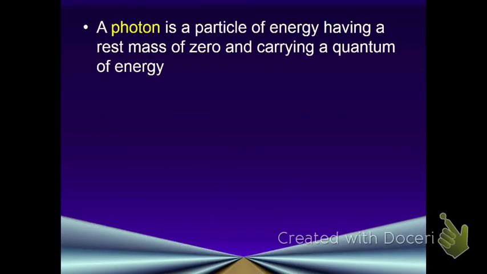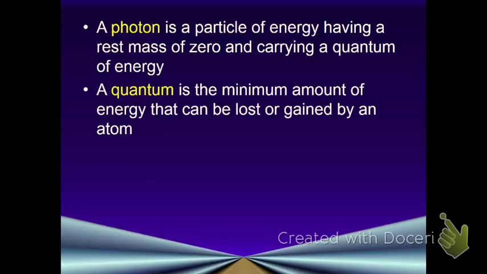So a while ago we talked about a photon, and here is the definition of a photon. It is a particle of energy having a rest mass of 0, so basically no mass, and carrying a quantum of energy. That quantum of energy, what you need to know, is a specific amount based on the material or based on the amount of energy that originally struck it. So that quantum is the minimum amount of energy that can be lost or gained by an atom.